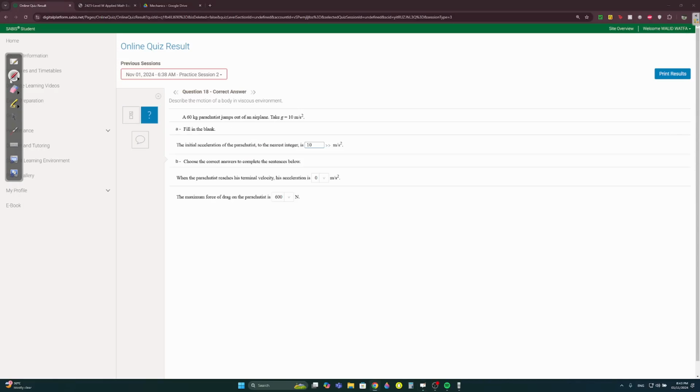Question 18. Come on, 4 questions left. I felt like the projectiles were a bit faster. A 60 kg parachutist jumps out of a plane. Take G equals 10. The initial acceleration of the parachutist to the nearest integer.